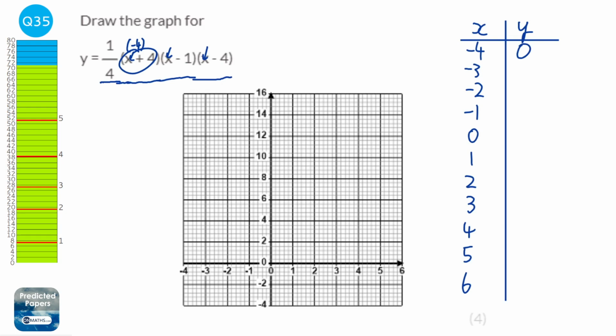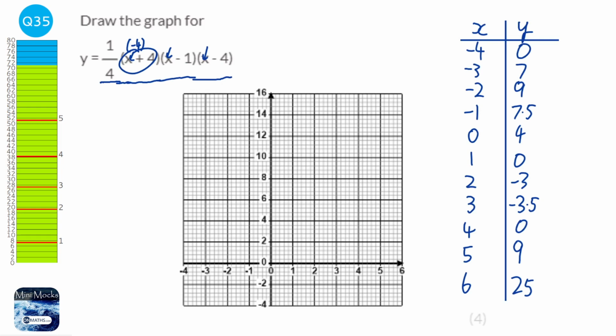Then I'm going to do the same with -3, and I get 7. Same with -2, I get 9. Same with -1, I get 7.5. Same with 0, I get 4, and 0, then -3, then -3.5, and at 4 I get 0, then 9, and then 25. Now that last one, the 25, is not really that helpful because the axis only goes up to 16. So the next thing is I'm going to plot them.